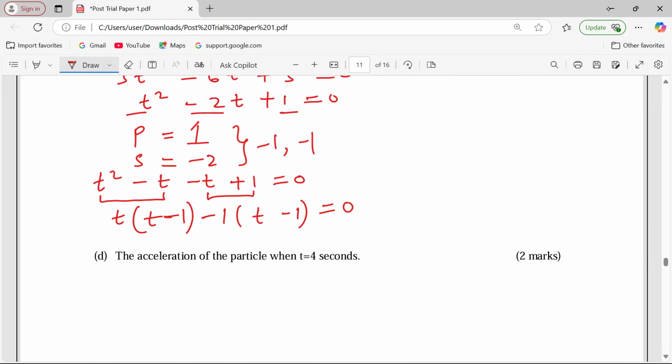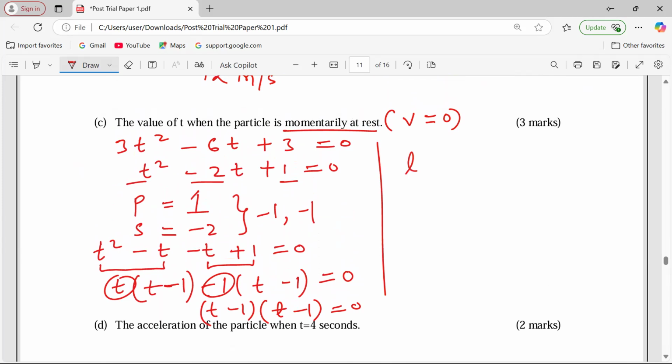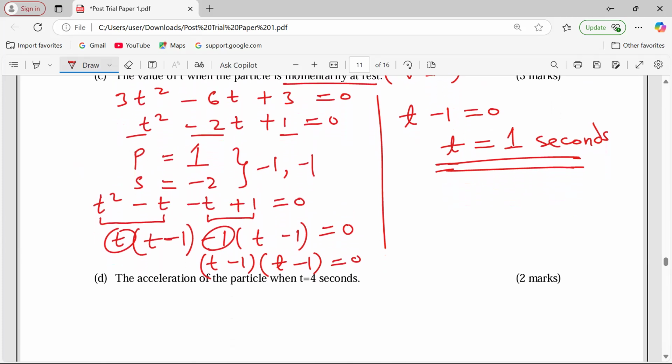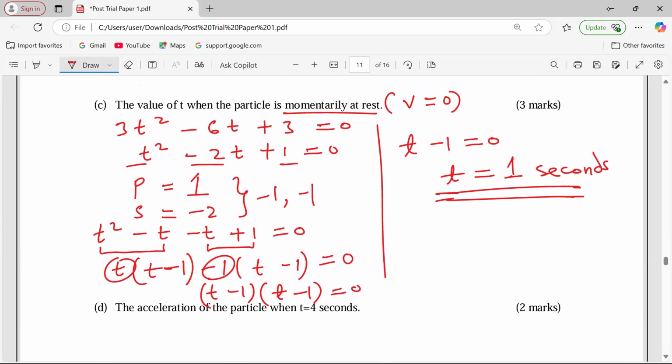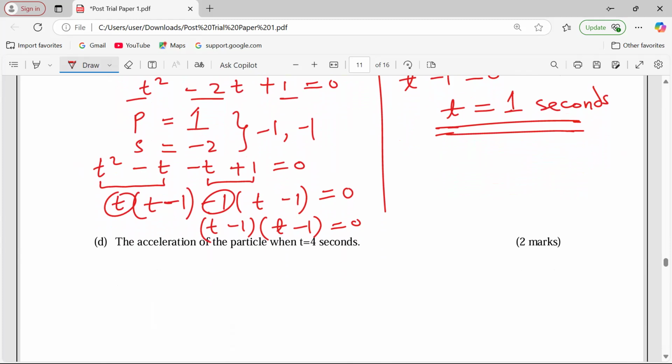Now, from the brackets inside, we have t minus 1. And outside the brackets, we have t and also minus 1. So t minus 1, times t minus 1, is equal to 0. So t minus 1 equals 0, meaning that t equals positive 1 second. That is the time when the particle is momentarily at rest.